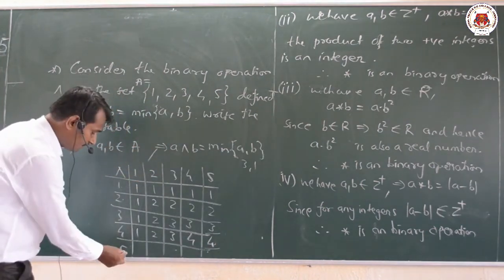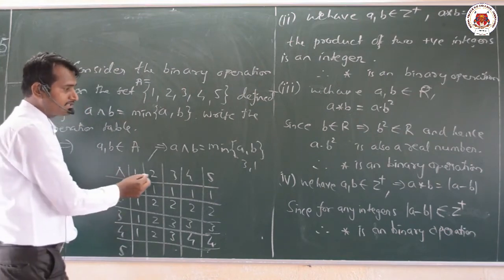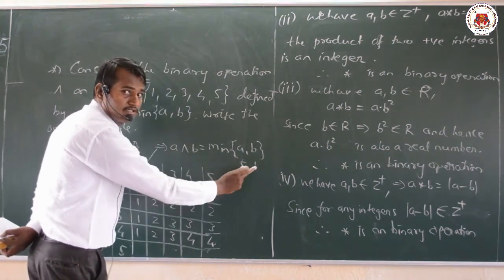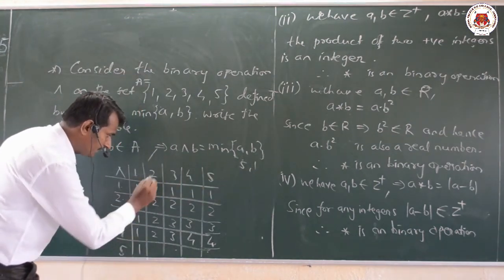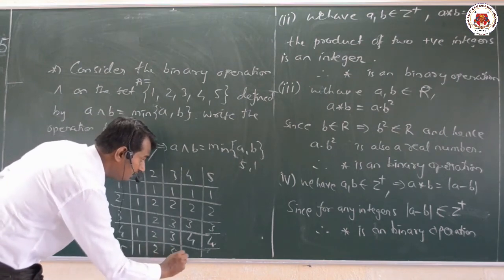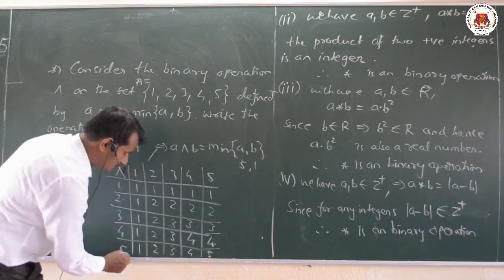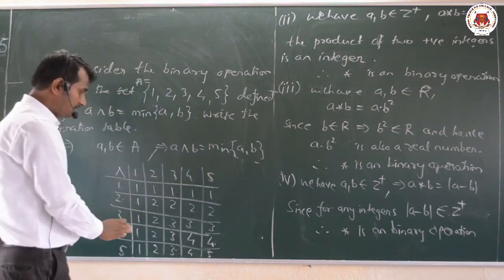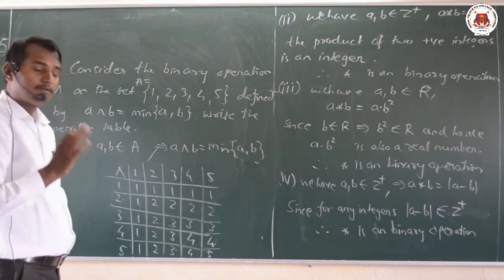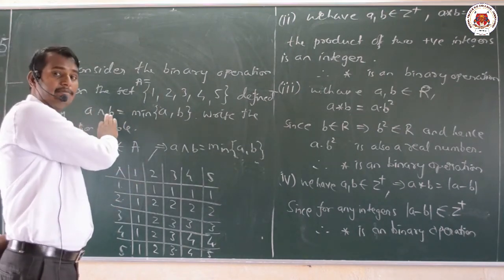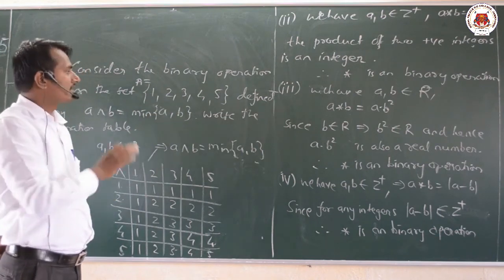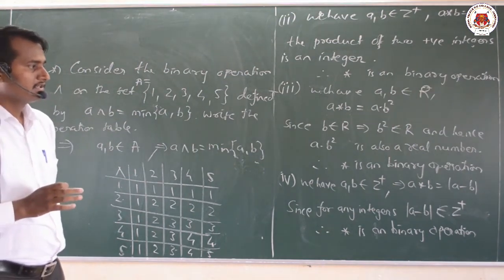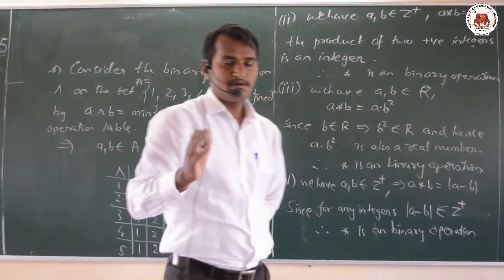At last, minimum of 5 and 1. What is the least value of 5 and 1? That is 1 only. 5 comma 2, the least is 2, then 3 and 4 and 5. The least of 5 comma 5 will be 5 only. So therefore, dear friends, it is nothing but our operation table for a cap b equal to minimum of a and b. This type of problem is important from your examination point of view. Dear friends, before going to the next problem, please pause the video to note it down.